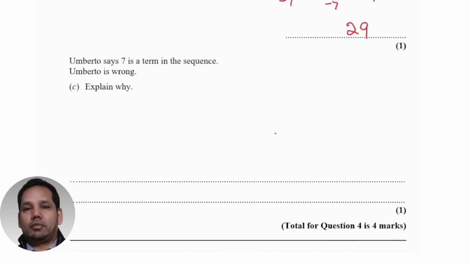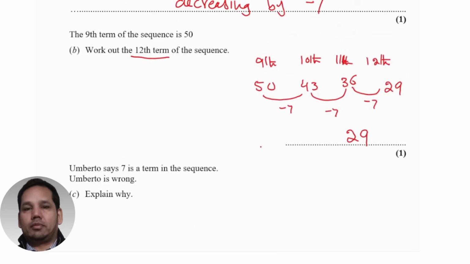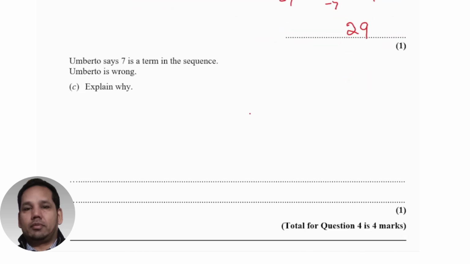Umberto says 7 is a term in the sequence. Umberto is wrong. Explain why. So we can say that simply, if it's a 7 times table, let's see the numbers. Does it look like the 7 times table? No. 7 times 4 is 28. 7 times 5 is 35. 7 times 6 is 42. 7 times 7 is 49. So this is not a 7 times table. Okay, so what's the reason? So the numbers are not in the 7 times table.